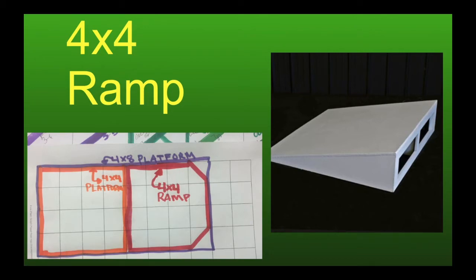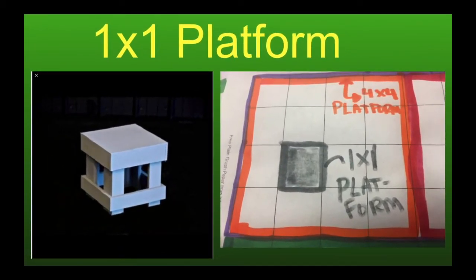They, when you look down from above, look like the 4x4 platform, but they go down at an angle. So we denote this by making a slight indication that it is ramped, as you can see in the red drawing. Now we're moving on to a 1x1 platform. That's 1 foot by 1 foot. They look like 1 square, as you can see here.